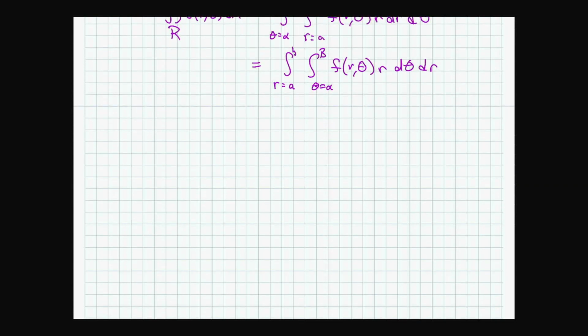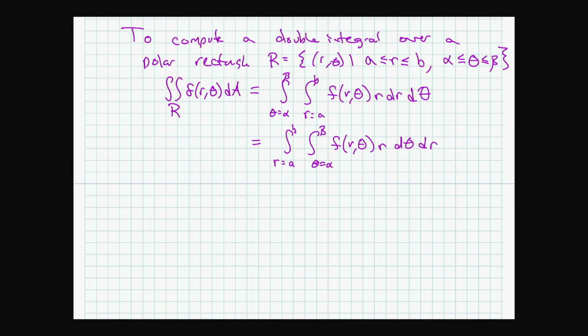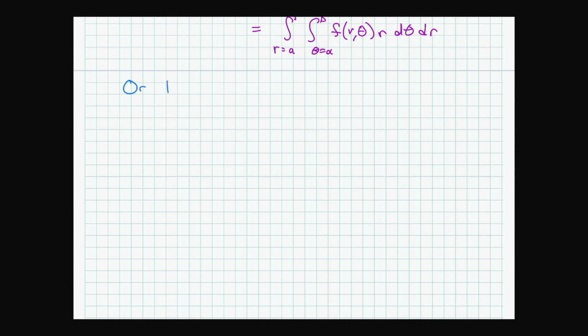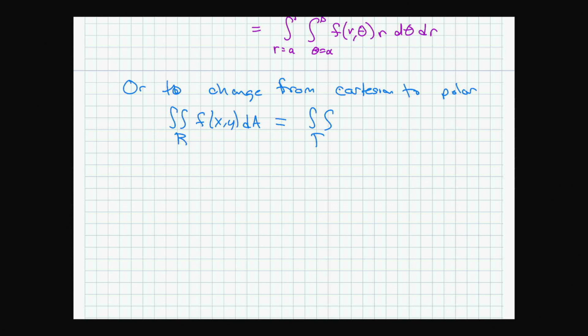Another thing they write is for conversions from rectangular to polar, or to change from Cartesian to polar. So if you had a double integral over R of f of x, y, dA, what you need to do is replace the x with r cosine theta, replace the y with r sine theta, and then the dA would be r dr d theta. And again, part of doing this right is just not forgetting about this extra r that's there.